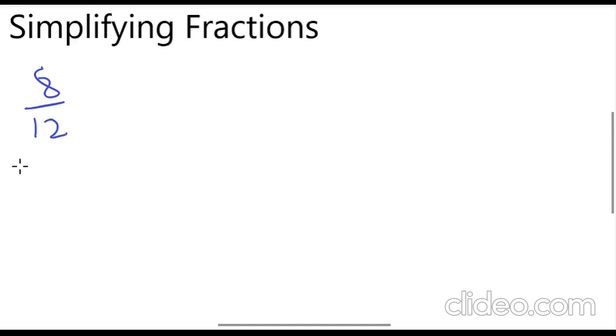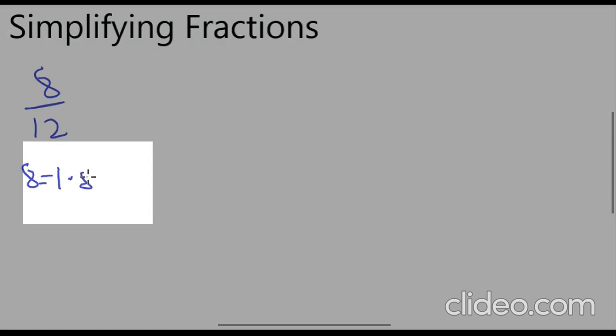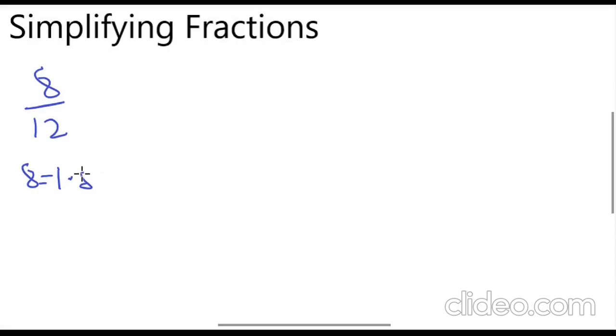So we need to get the factors of 8 and 12. So for the 8, we have 1 times 8. And we also have 2 times 4. And then for the 12, we have 1 times 12. And then we have 2 times 6. And lastly, we have 3 times 4.